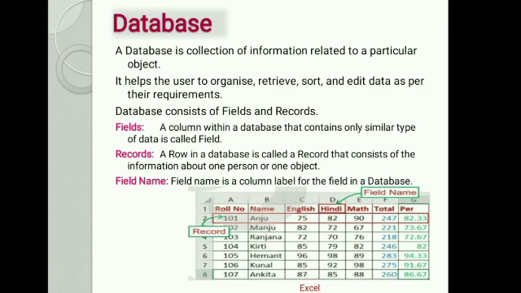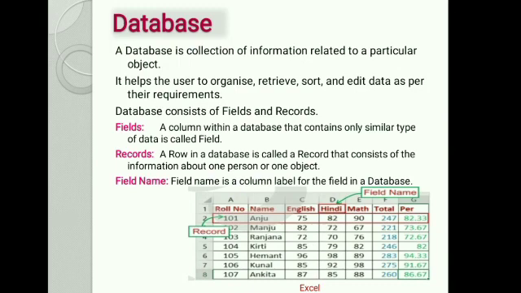As we can see in the table given below, that is an Excel database, there are different fields with field names and multiple records entered in this database. Fields. What are fields? A column within a database that contains only similar type of data is called a field. For example, roll number, name, address are different fields.